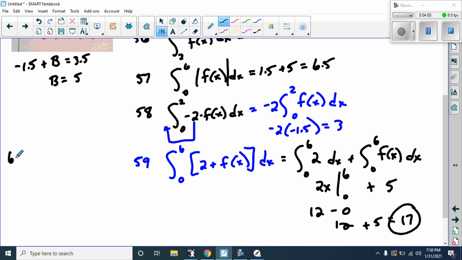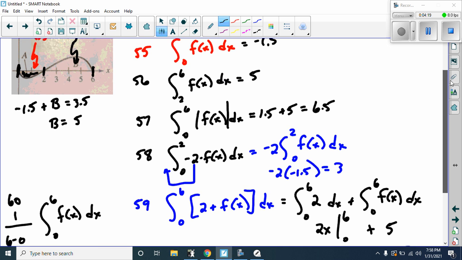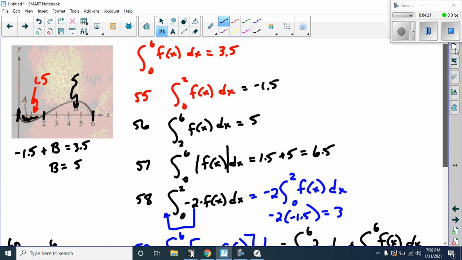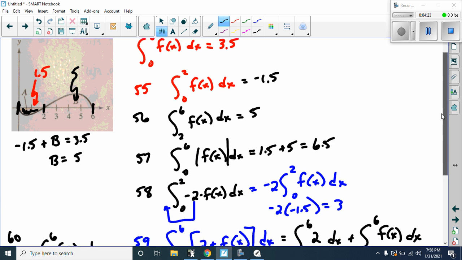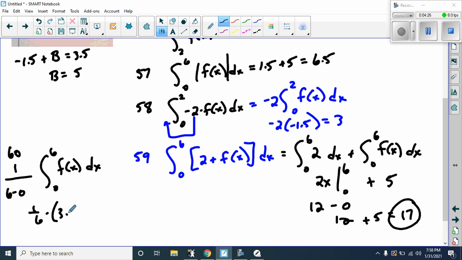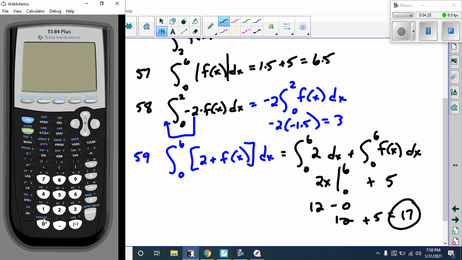And number 60 wants the average value of f from 0 to 6. So average value is 1 over b minus a times the integral from a to b. Integral from 0 to 6 was given in the problem, 3.5. So 1/6 times 3.5, whatever that is. 0.583.